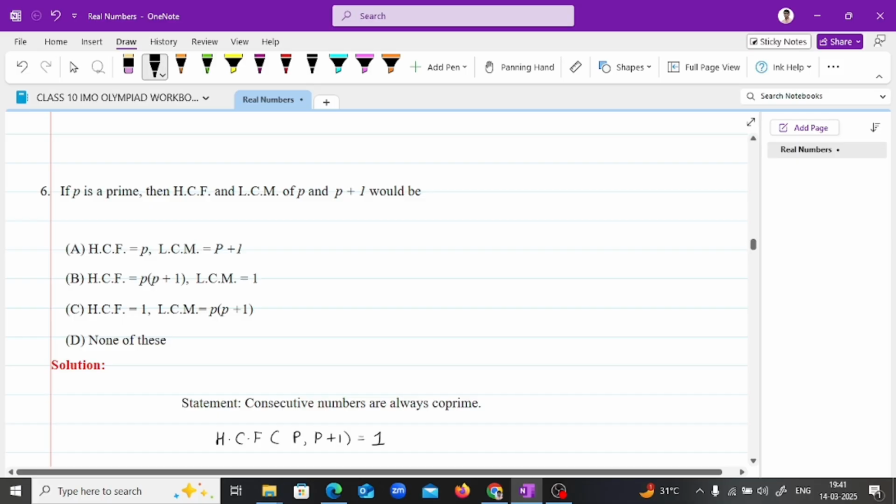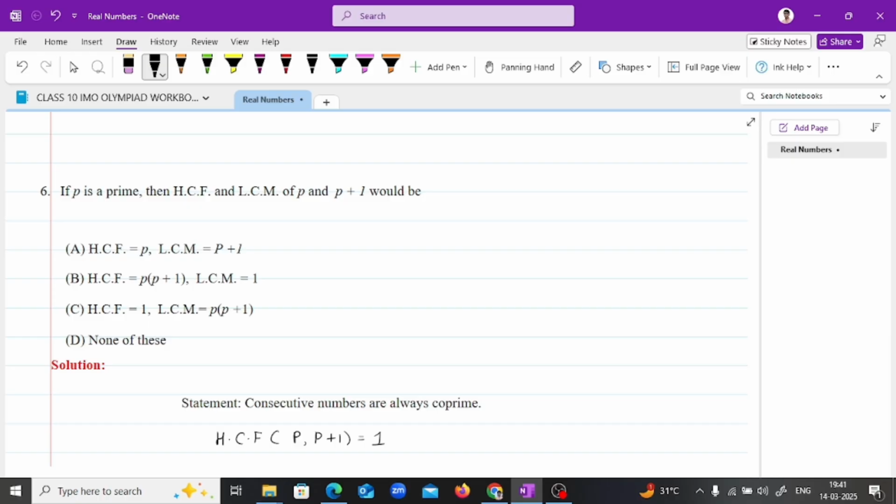We have already studied that two numbers are said to be co-prime if their GCD, that is HCF, is 1, and we also know that consecutive numbers are always co-prime. P and P plus 1 are consecutive, so their HCF is 1.